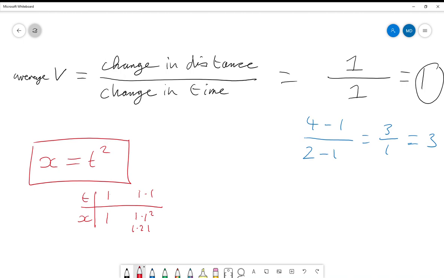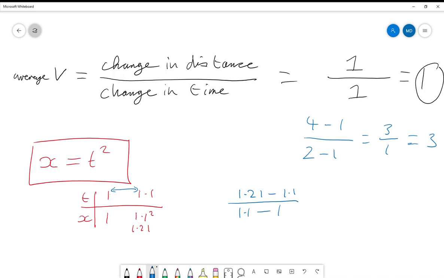Working out the time there, this is much, much closer to our 1. We were just taking a very small step here, so this is much, much closer to our actual velocity we care about. So if we work out the average velocity here, which is going to be 1.21 subtract 1.1, divided by the change in time, which is 1.1 subtract 1.